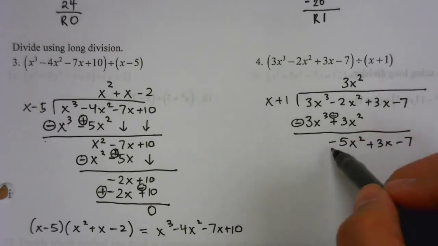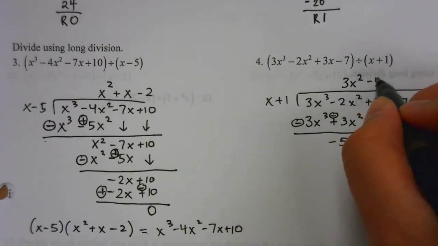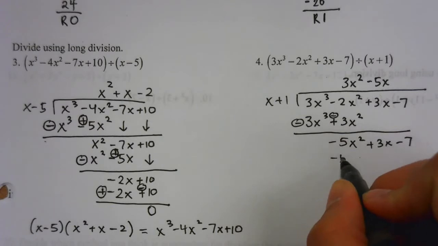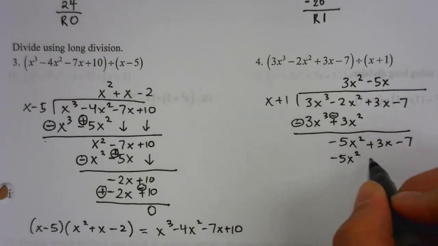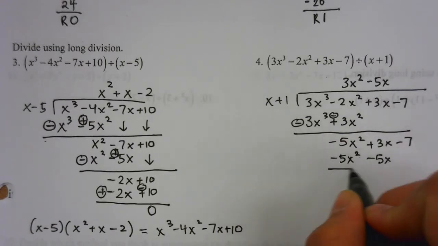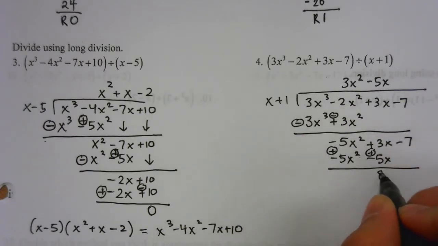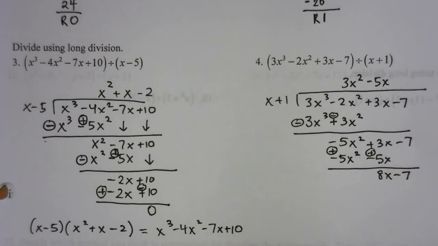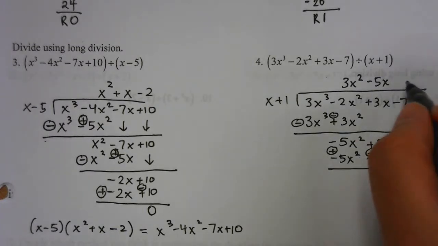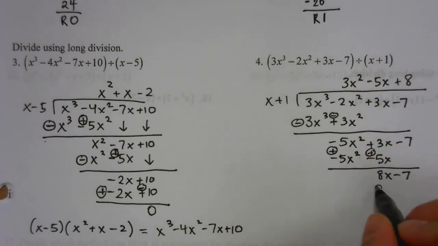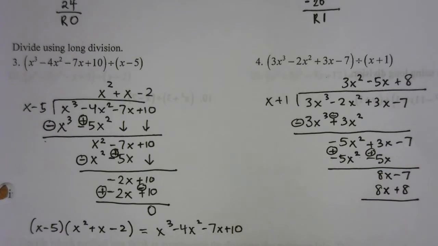What times x gets me negative 5x squared? That's a negative 5x. And a negative 5x. Again, change the signs. I get 8x minus 7. Do the process one more time. We have plus 8. I'm going to change the sign. I get negative 15.